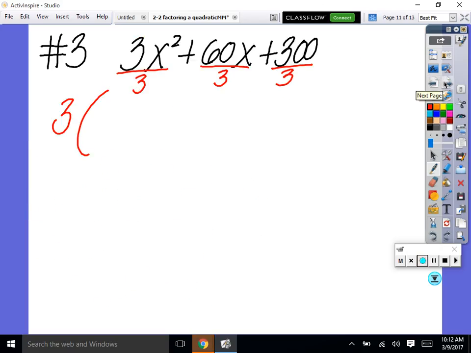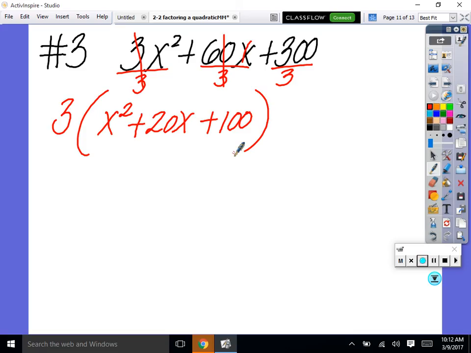Okay. So now what's left right here is x squared. Now 60 divided by 3 is 20, so this becomes plus 20x. And then 300 divided by 3 is 100. So plus 100.